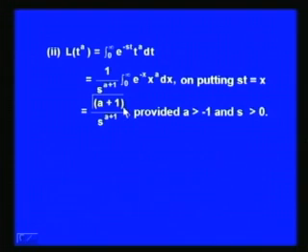So, we have the condition on a that it must be greater than minus 1, and we have the condition on s that it must be positive. This condition that s is positive we had used here in order to have the upper limit of s t as infinity.